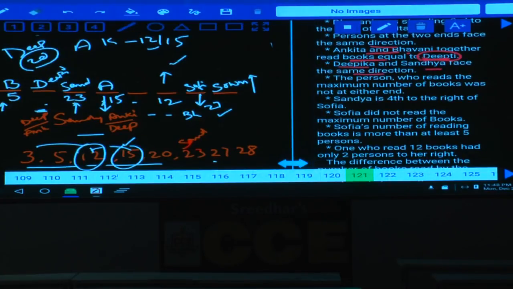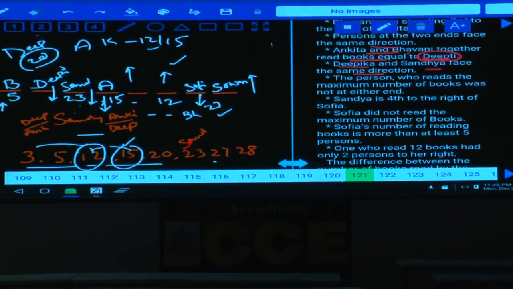Deepika and Sanjay face the same direction. Now this Sanjay is facing towards which direction? Sanjay is facing towards south. Why? Because there are only 2 persons to the right hand side of Sanjay. As there are 2 persons to the right of Sanjay, Sanjay must face south and Deepika is also facing south. As of now 4 persons are facing south. If 4 persons are facing the south, all the other persons must face north, because we have 4 north and 4 south.